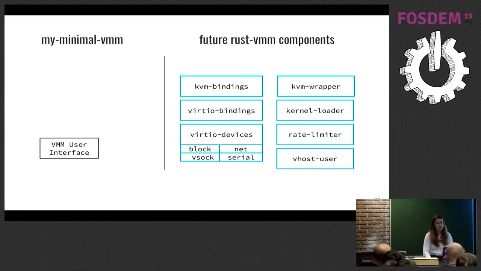KVM bindings is auto-generated code with bindgen. It is a Rust foreign function interface to the KVM headers. But these are not very useful by themselves because it's basically just defines and structures. On top of that, we can build a KVM wrapper, which has implementation wrappers over KVM IOCTLs, which can help us in doing things like opening dev KVM, creating a VM, creating vCPUs, and so on.